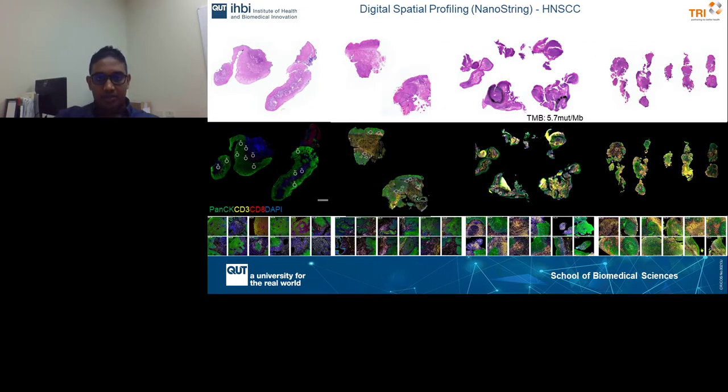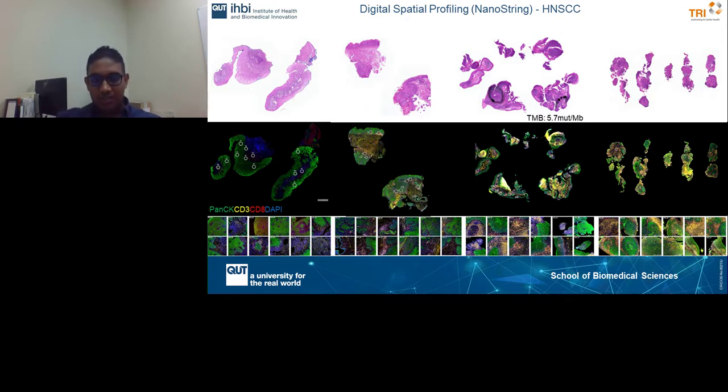So these are just a snapshot of what we do. We get an H&E section. This is assessed by the pathologist to demarcate the tumor and normal region. We tried to do whole exome sequencing on these tumors, but there were limitations with how much DNA was available from them. From one of them, we were able to get enough DNA to do a whole exome, and that patient had a TMB of 5.7 mutations per megabase.